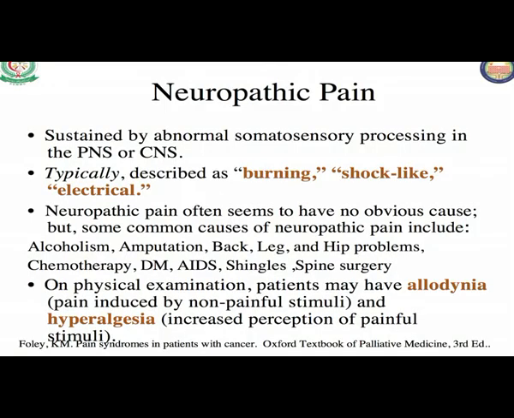It can be due to many causes, but some of the most common neuropathic pain causes: alcoholism can cause neuropathic pain, amputation, phantom pain, back and leg and hip problems can cause pain, like with bone metastasis. Chemotherapy can cause pain. As I said, we need to know a little of our oncology treatment given to our patients, and I think the platinum group, carboplatin and the others, can cause neuropathic pain. Diabetes mellitus, as you know, can cause peripheral neuropathy.